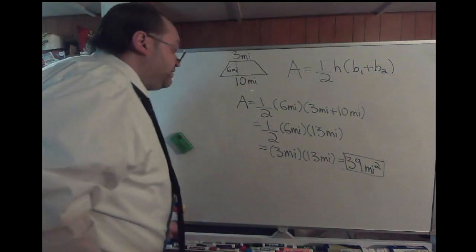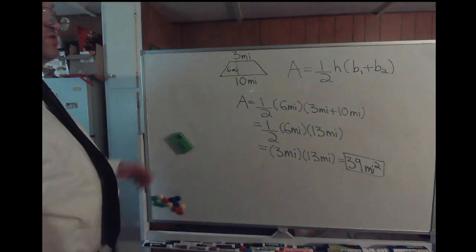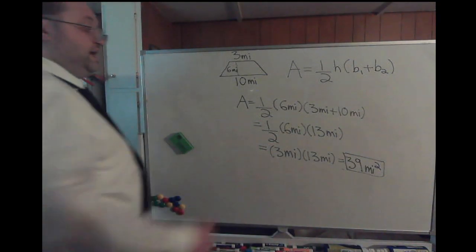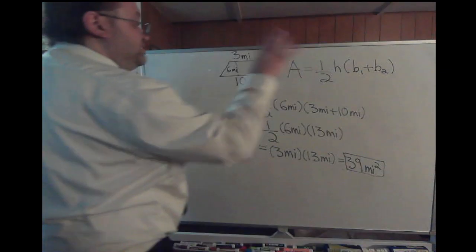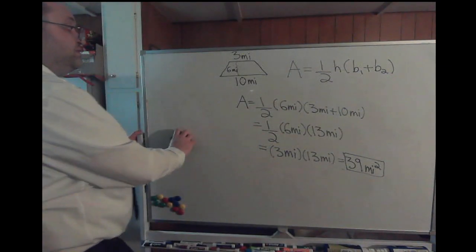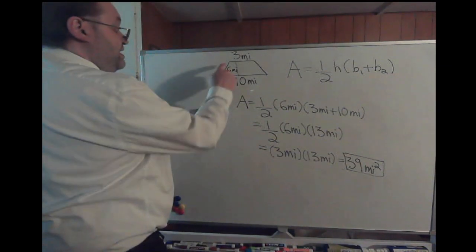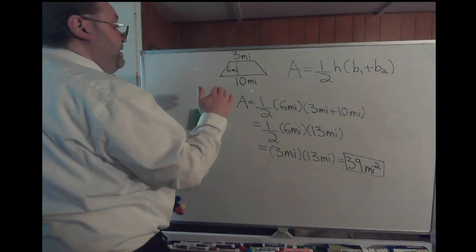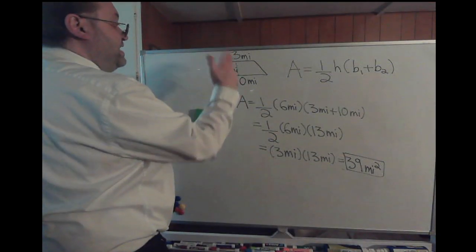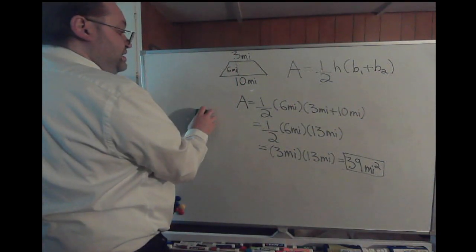And that's really all there is to finding the area of a trapezoid. You just take 1/2 times your height times the sum of your two bases, and that's the area of a trapezoid. And remember that the slanted legs cannot be your height. The straight line somewhere inside the trapezoid would be your height.